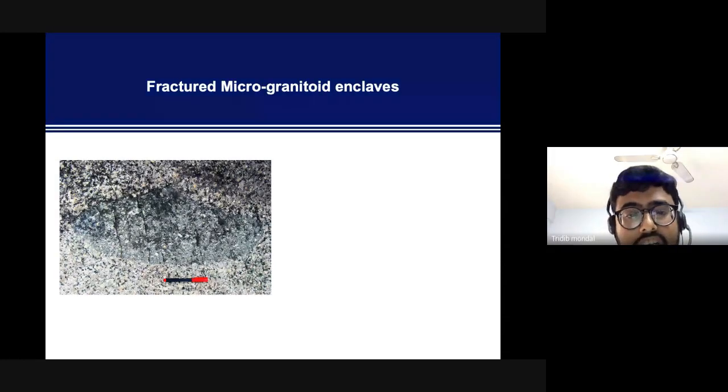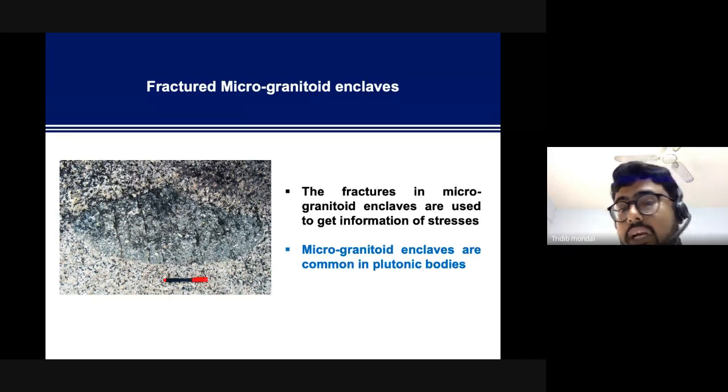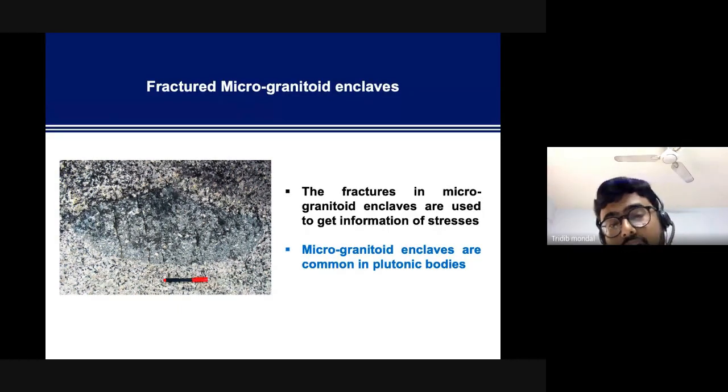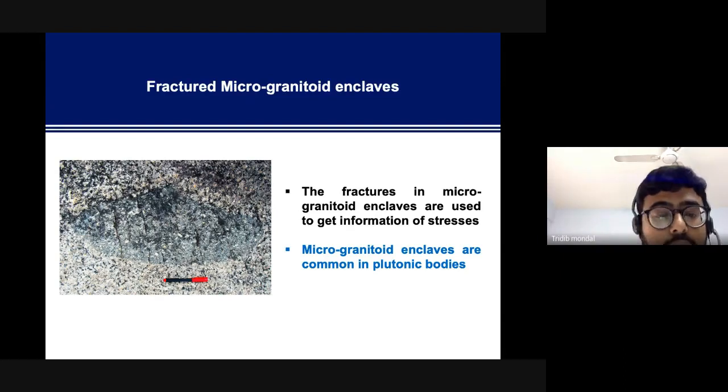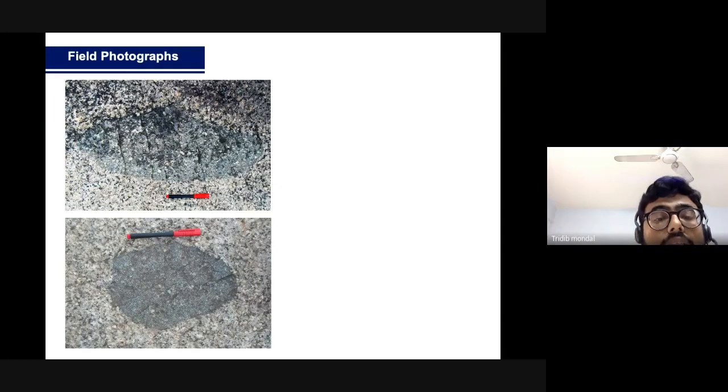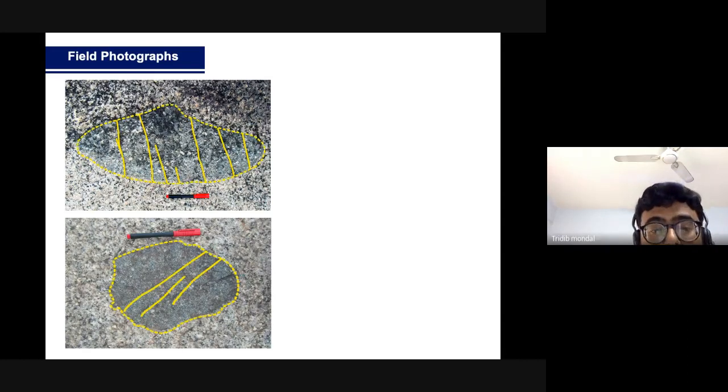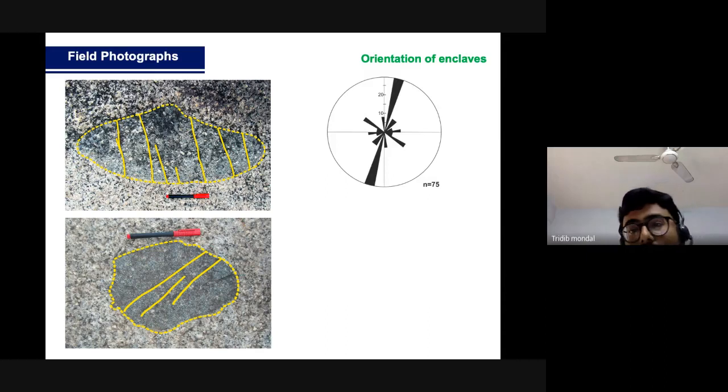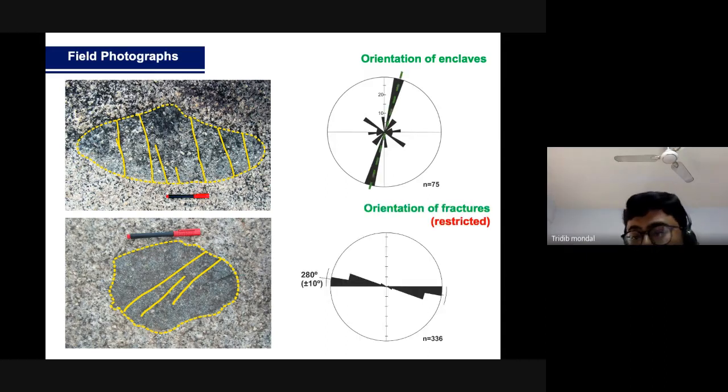Now, the paleostress conditions from the fractured microgranite enclaves. The Chitradurga granite is replete with microgranite enclaves, and some of them are fractured, and these fractures are restricted within the enclaves. Earlier, there are many works dealing with the shape and orientation of these microgranite enclaves, but here I am going to talk about the determination of stress from the fractured microgranite enclaves. These are the fractured microgranite enclaves where the fractures are restricted. This is the major axis orientation of these enclaves, and this is the mean orientation of the fractures, particularly the restricted fractures.